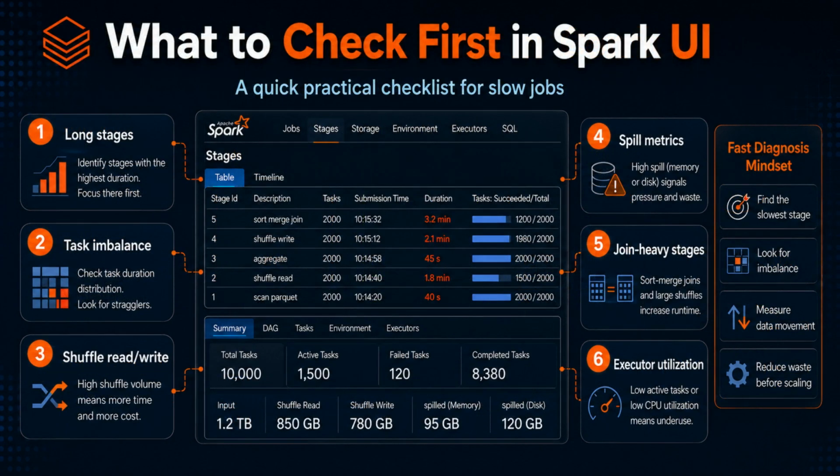When your Databricks job is slow, open Spark UI and start with the slowest stage. Do not guess. First, identify which stage has the highest duration. Then check task imbalance. If one task runs much longer than the others, you may have data skew. Next, review shuffle read and shuffle write. High shuffle usually means Spark is moving a lot of data. Then check spill metrics, join heavy stages, and executor utilization. The mindset is simple. Find the slowest stage, look for imbalance, measure data movement, and reduce waste before scaling.